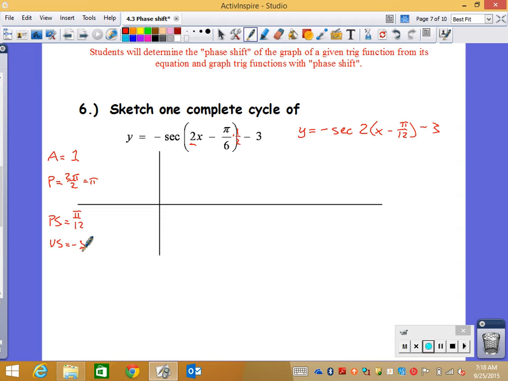Okay, remember, whenever we graphed secant, how do we start? We started by graphing its reciprocal, and then drawing from there. So I'm actually going to graph y equals negative cosine 2x minus pi over 12 minus 3, and then just draw my secant off of that. So my amplitude, well, okay, that's just between negative 1 and 1. What are my key values going to be away from each other? 1, 2, 3, 4. Well, it's my period, pi, divided by 4 key points, so they're going to be pi over 4 away from each other. 2 pi over 4, pi over 2, 3 pi over 4, pi.